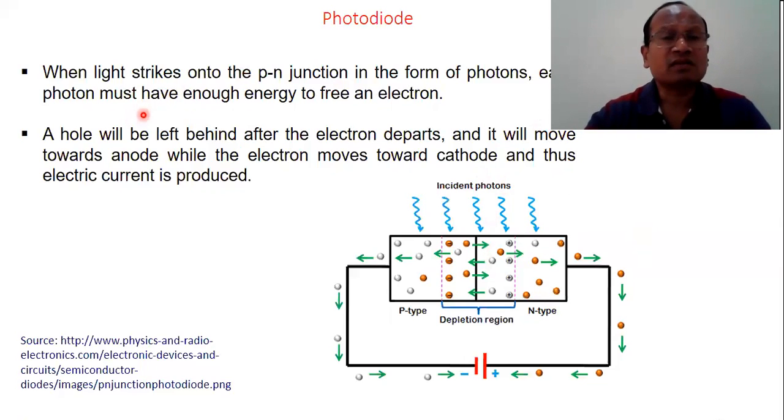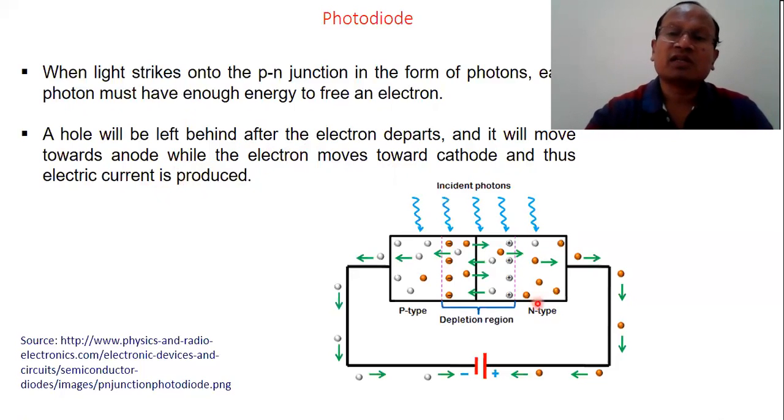Each photon has a lot of energy to free an electron, and a hole will be left behind. Whenever an electron departs, whenever an electron is emitted, in that place there will be a vacancy called a hole. It will move towards the anode while the electrons move towards the cathode, and thus electrical current is produced.